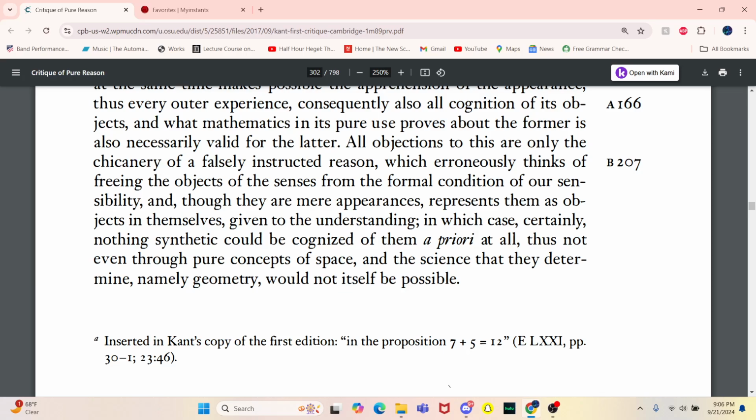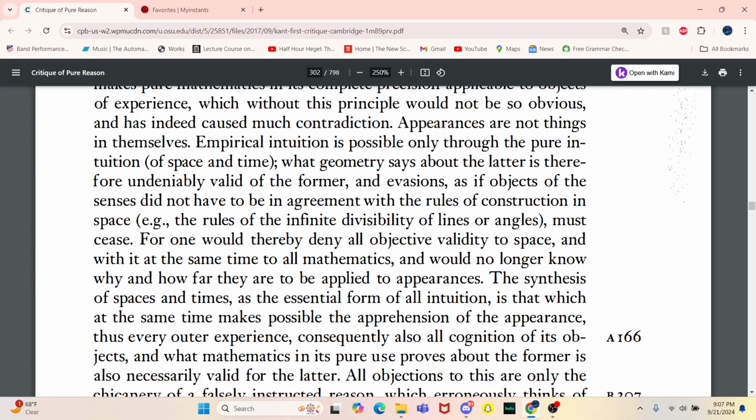chicanery of a falsely constructed reason, which erroneously thinks of freeing the objects of the senses from the formal condition of our sensibility, and though they are mere appearances, represents them as objects in themselves, given to the understanding, in which case certainly nothing synthetic could be cognized of them a priori at all. Thus, not even through pure concepts of space and the science that they determine, namely geometry, would it itself be possible. Yeah. Fuck you, pure materialists.